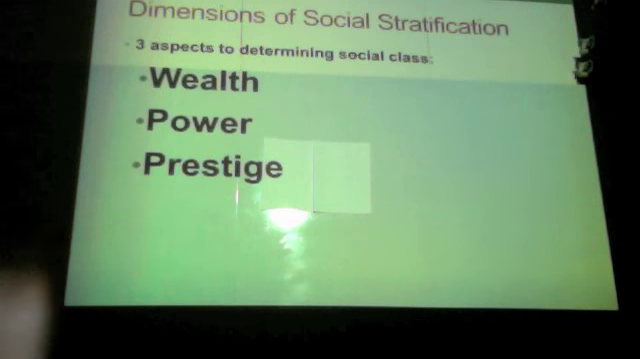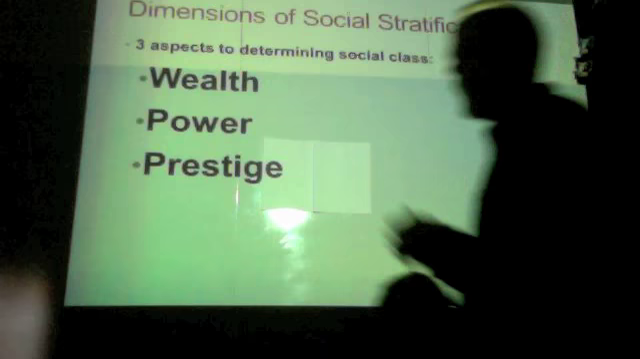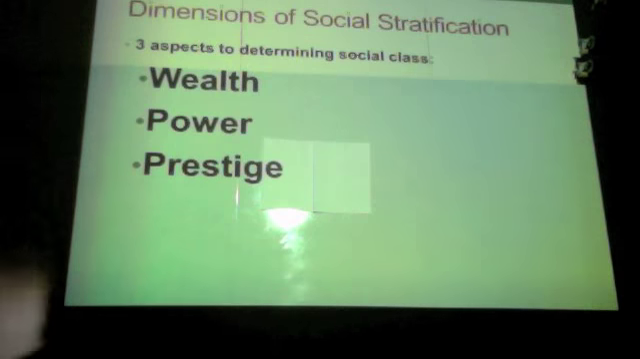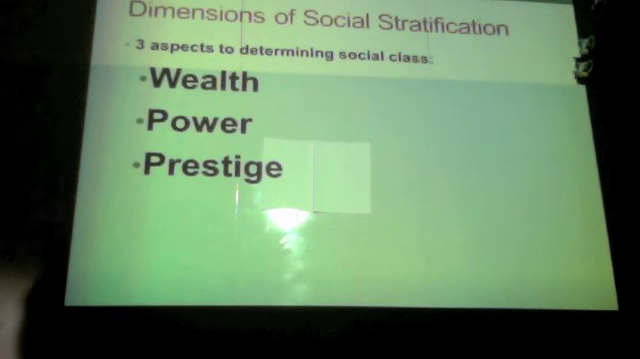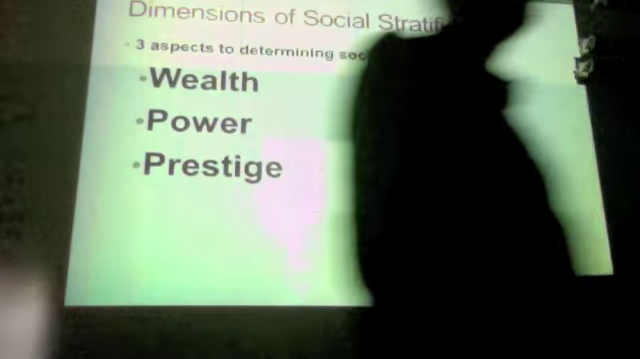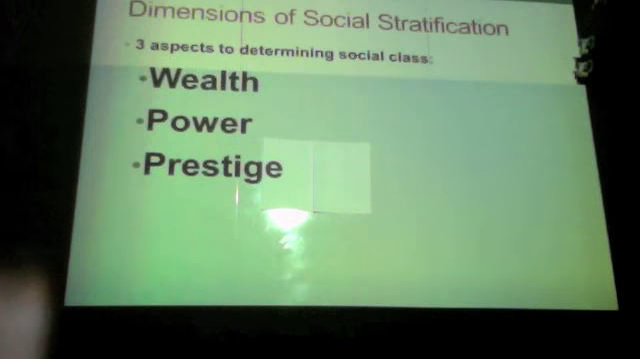The third aspect for determining social class is prestige. The basic concept of prestige is respect. Does society respect what you do? And when we look at this, there are a lot of ways to determine whether a society gives you respect for what you do. Are you acknowledged as someone who is a contributor to society? Are you somebody who is seen as having any kind of influence on decision making within society?